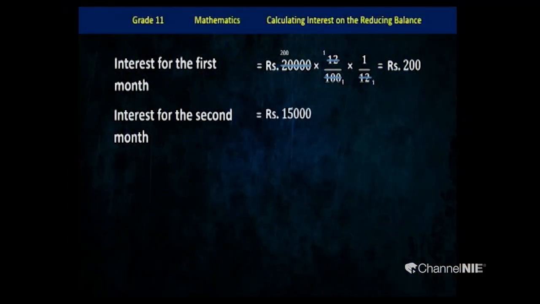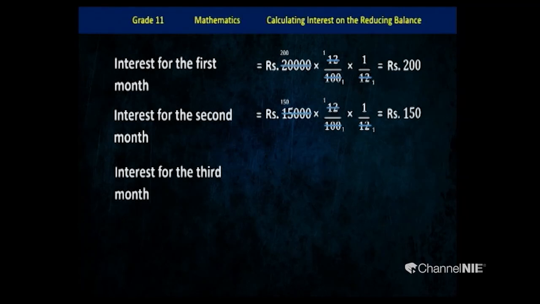Then, at the end of the first month, you pay 5,000. When you pay 5,000, our outstanding loan balance is 15,000. This 15,000 is again multiplied by 12 upon 100, that means 12%, again into 1 upon 12, and you get the interest for the second month. The second month interest is rupees 150. Then the second month is also over. Then in the third month, after paying 5,000, the outstanding balance is rupees 10,000.